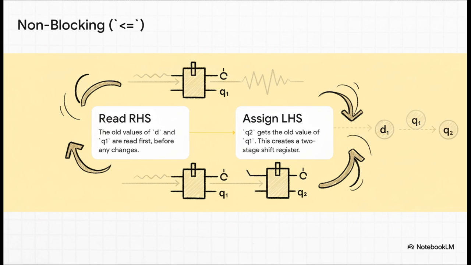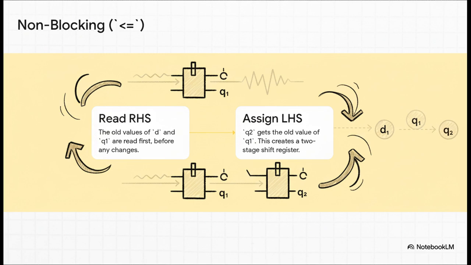Same code, different operator. At the clock edge, remember the two-step process? The simulator first looks at the right-hand side of both lines. It grabs the value of D, and it grabs the original value of Q1, the value it had before anything changed. Then it does the assignments. Q1 gets the new value from D, and Q2 gets that old value of Q1.